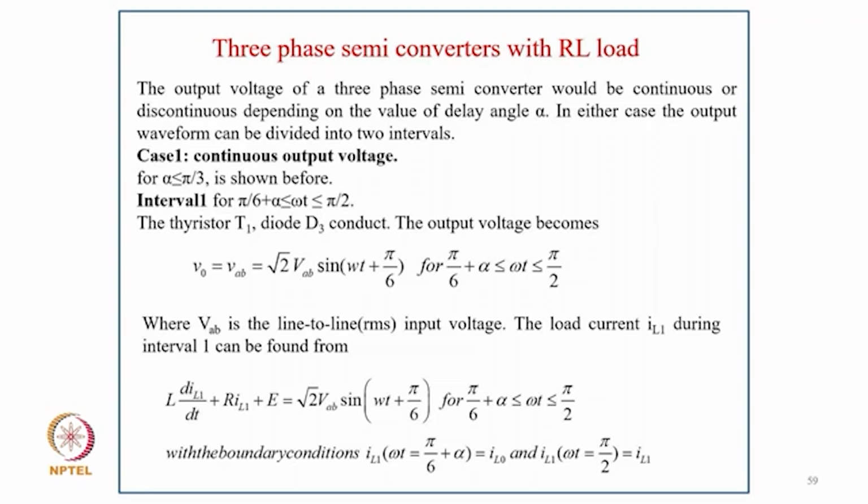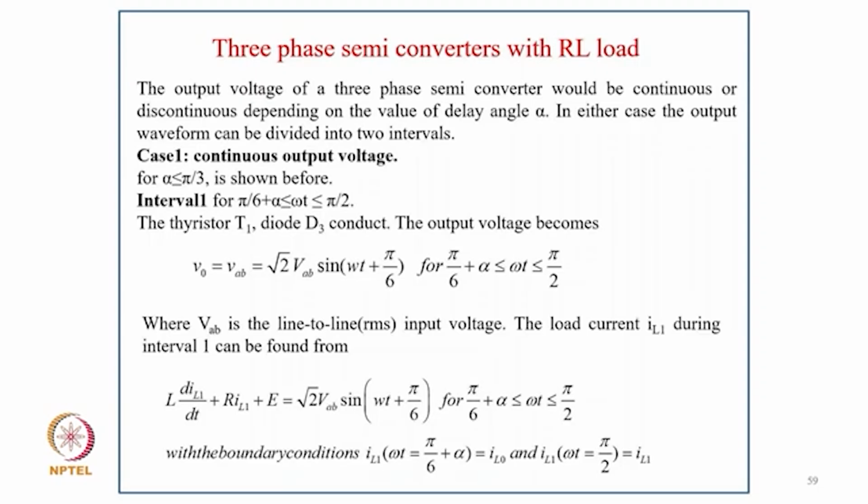Case 1 is continuous output voltage for alpha less than pi by 3, as shown here. For the interval pi by 6 plus alpha to pi by 2, the thyristor T1 and diode D3 conduct, and the output voltage becomes V equal to VAB equal to root 2 VAB sin (omega t plus pi by 6), for pi by 6 plus alpha to pi by 2.